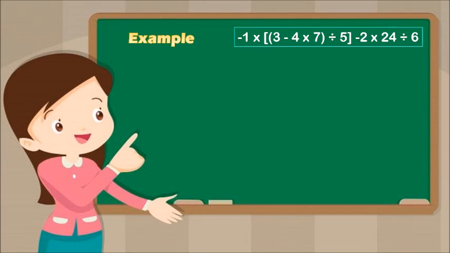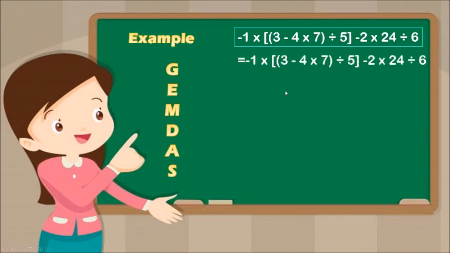Okay, so we have negative 1 times bracket, open parenthesis 3 minus 4 times 7, close parenthesis divided by 5, close bracket, minus 2 times 24 divided by 6. Okay, let's solve first inside the parentheses, and then if we have the answer inside parentheses, then inside the bracket. So this time we're going to use GEMDAS. So G for groupings. So okay, let's solve first inside the parentheses.